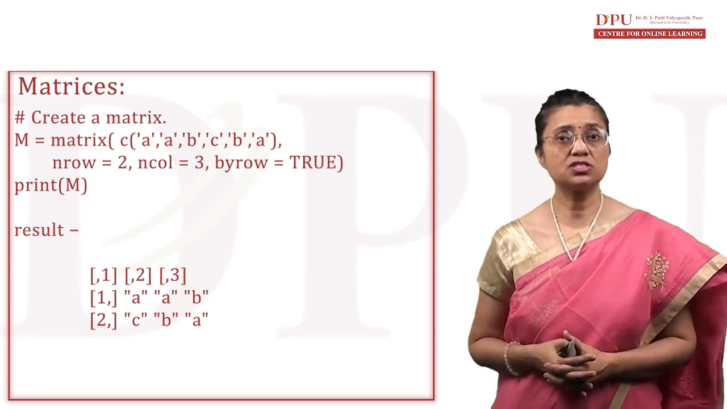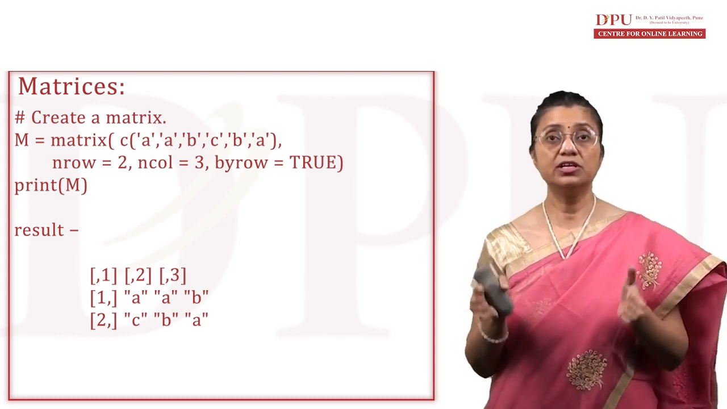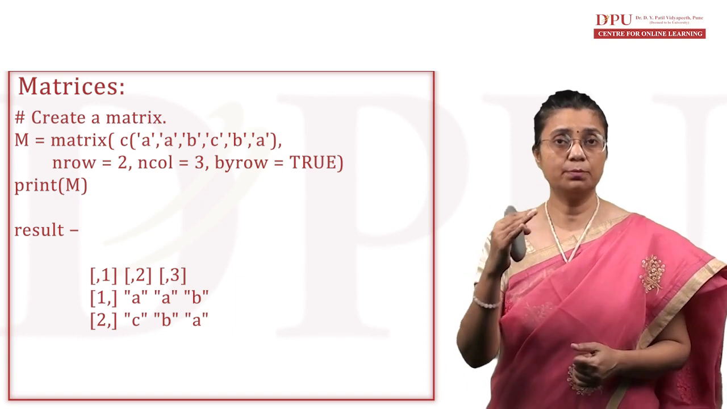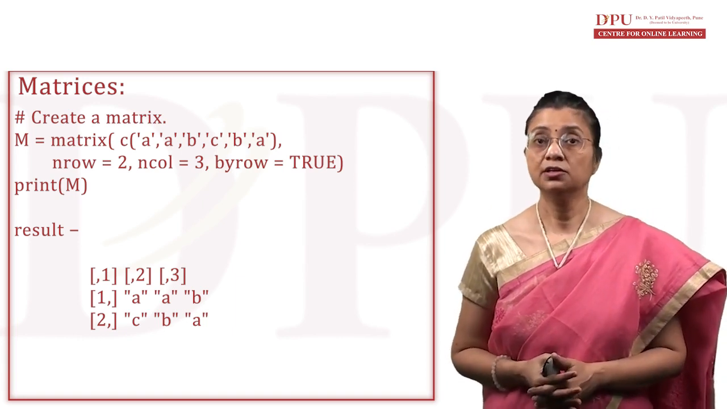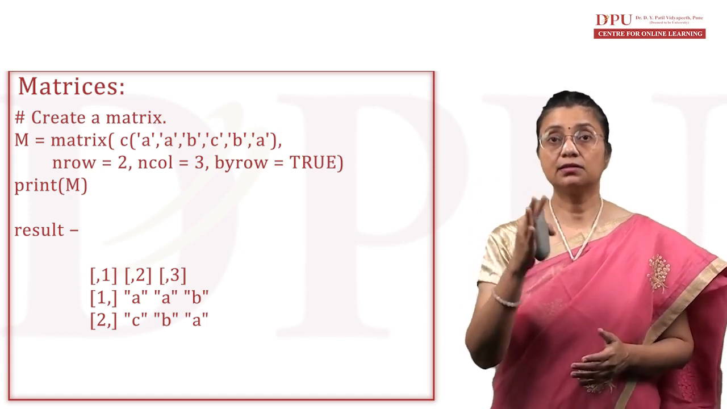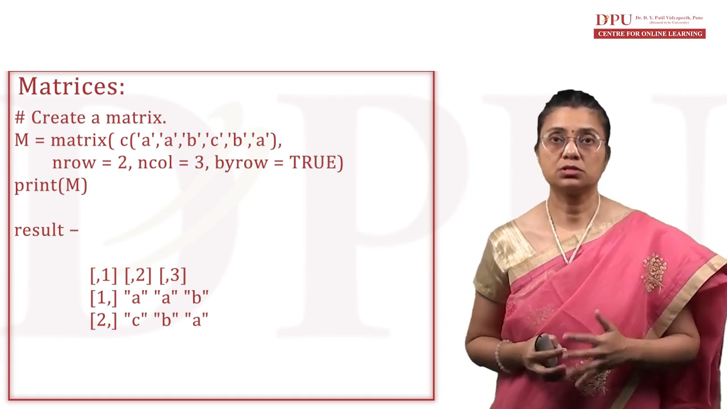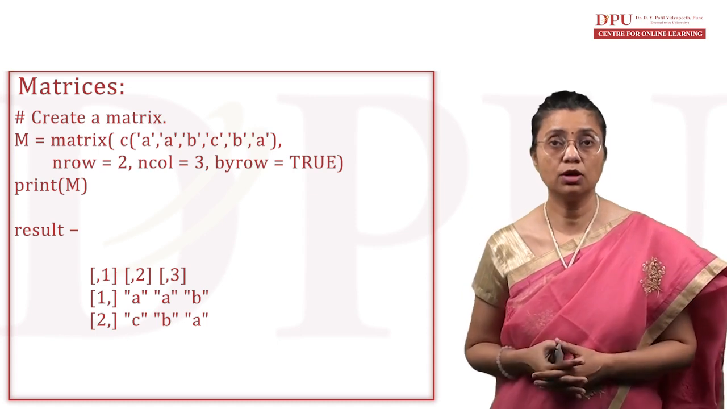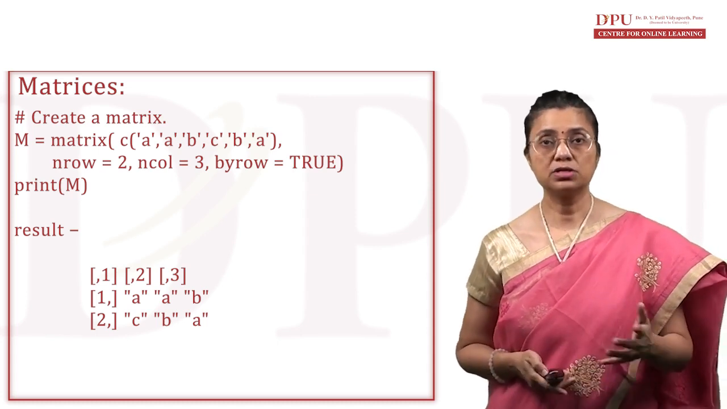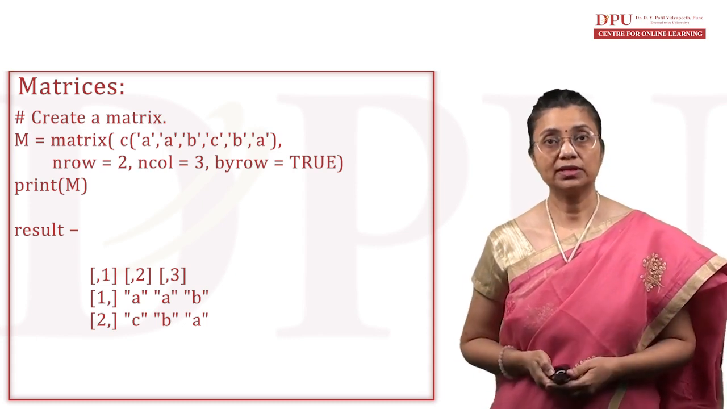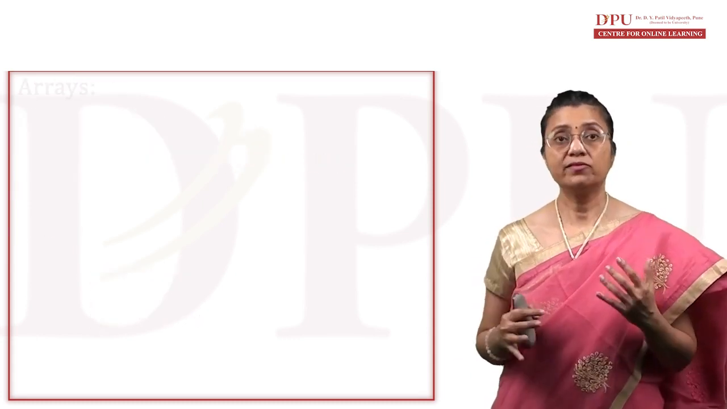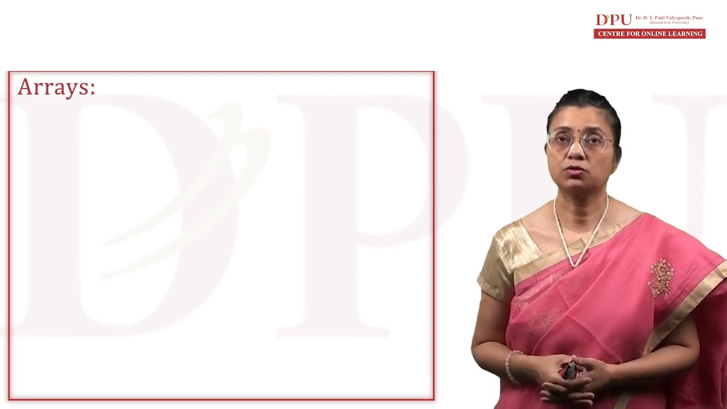Now, how to print this matrix? As you can see, this is just a single line command, print, and within brackets I'm writing M. I write print M and press enter and I get the complete matrix on the screen, where you can see that there are 3 columns and 2 rows. You can see 1, 2, 3 are the 3 columns and 1, 2 are the 2 rows, and that is how the matrix has been created. The data type of the matrix is character data type. A matrix is just one grid of rows and columns.